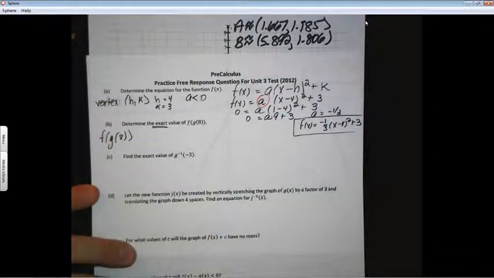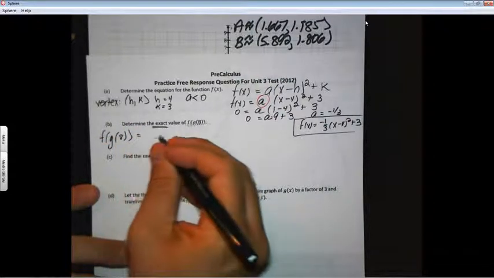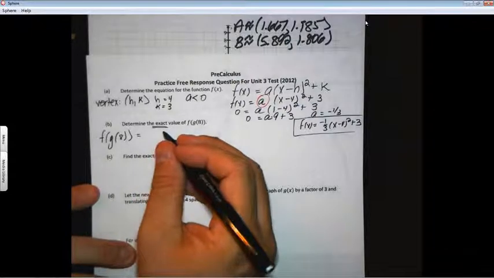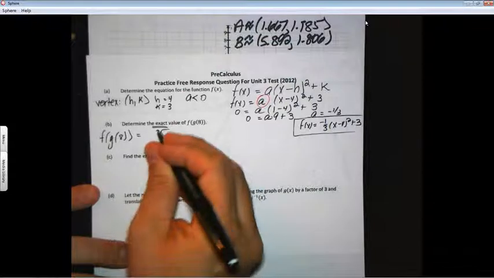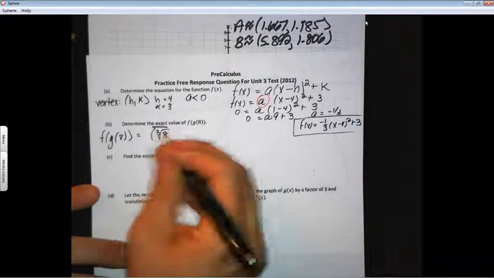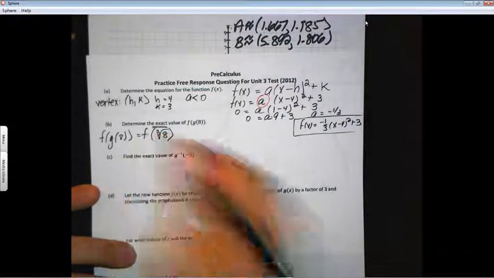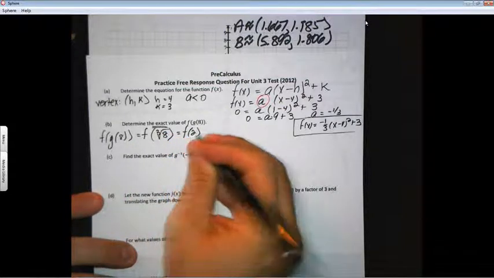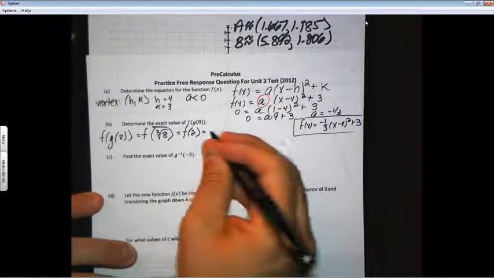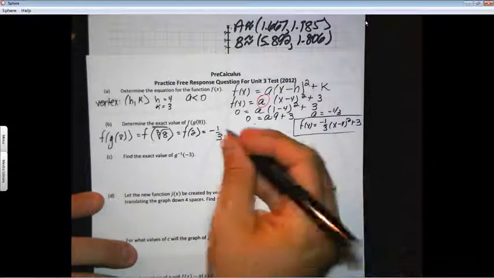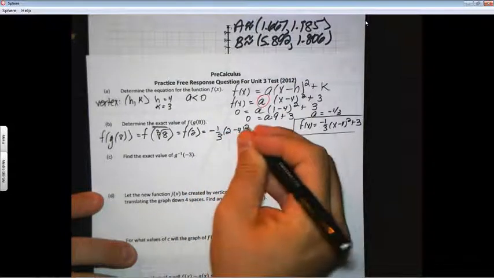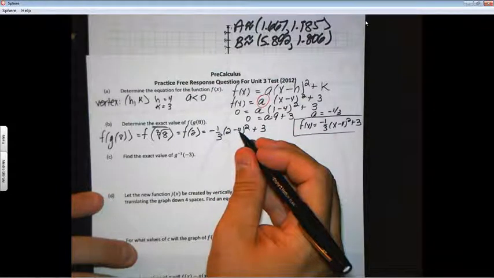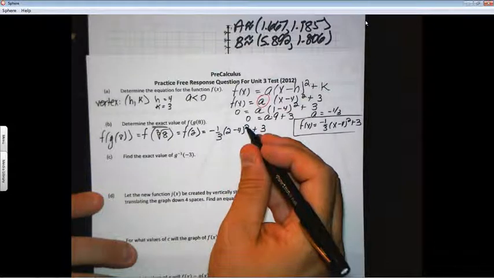That's part A. Now that we have that, let's see where else we're going to go. Part B, we're asked to determine the exact value, no approximating here, of f of g of 8. Well, to find g of 8, I have to evaluate the function g, which we were told is the cube root of x. So we're going to take the cube root of 8. Once we get an answer, we're going to evaluate f at that point.